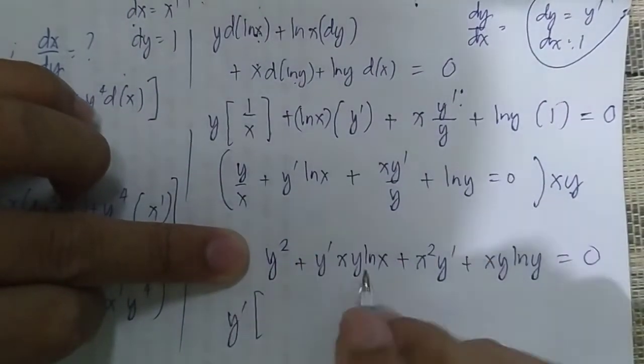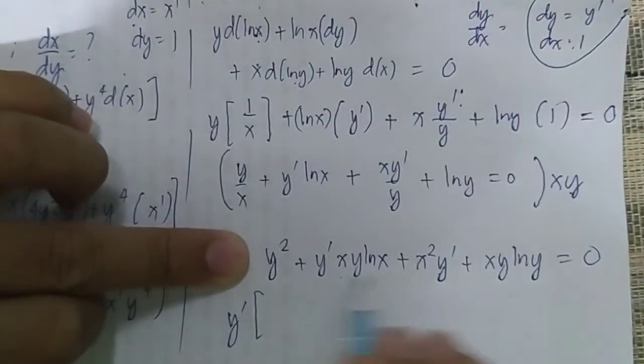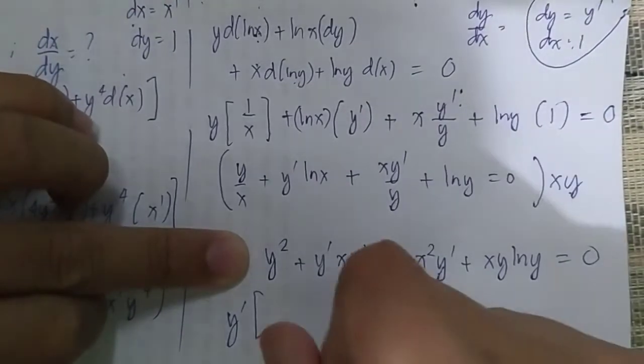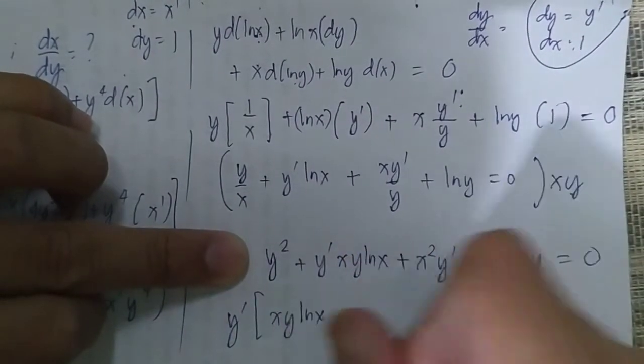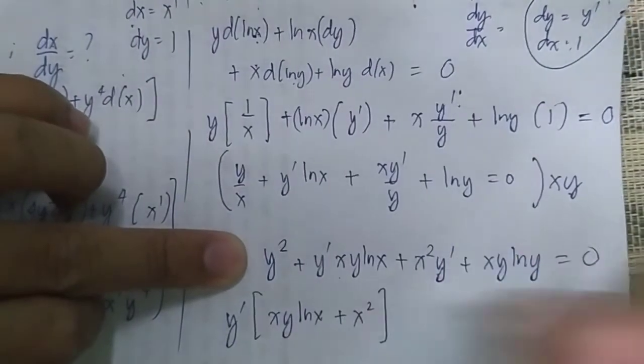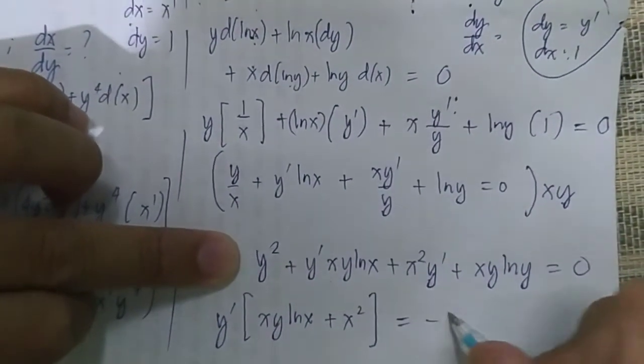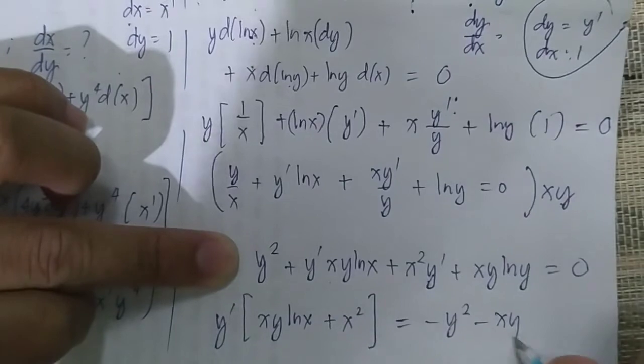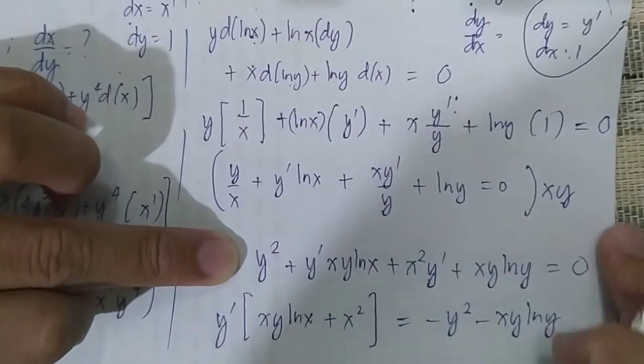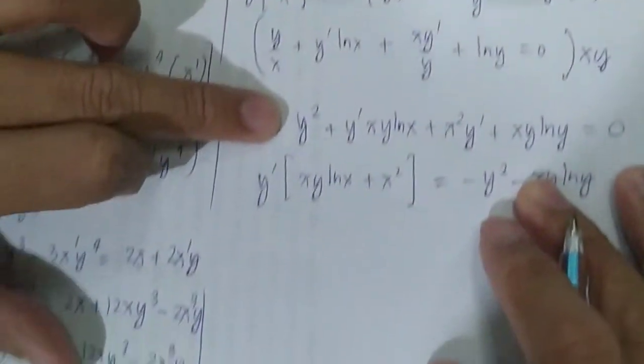So then combining these two, then transposing that, walang y prime on the right. So y prime is common to this second and third term. So that's xy ln x plus x squared equal to negative y squared minus xy ln y by transposing these two on the right side of the equation.